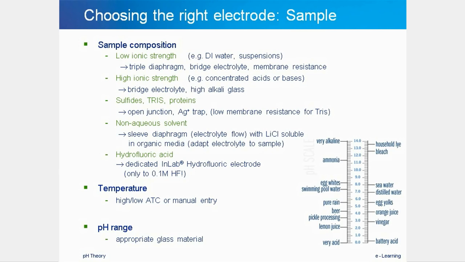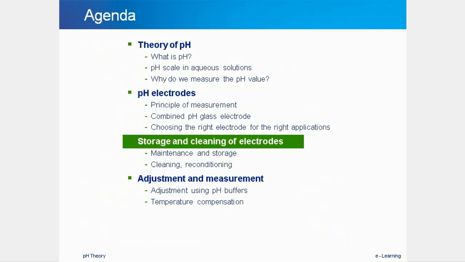For hydrofluoric acid, a purpose-built electrode is needed, the InLab 429, which can measure solutions of hydrofluoric acid up to 0.1 molar concentrations. Does the customer want to measure temperature with the electrodes as well, and what is the pH range they are interested in?